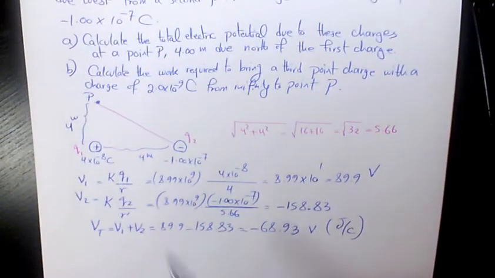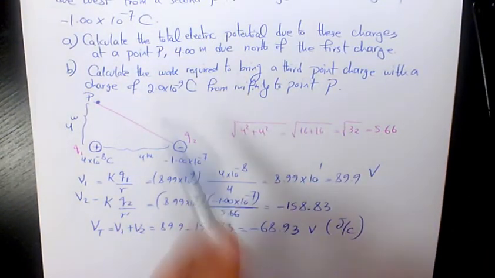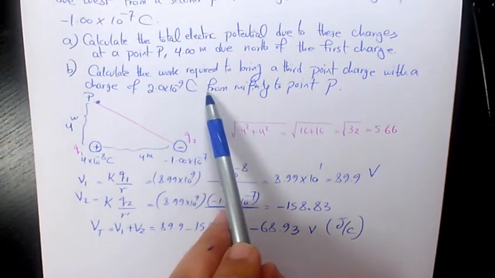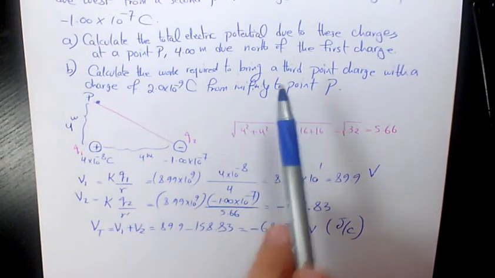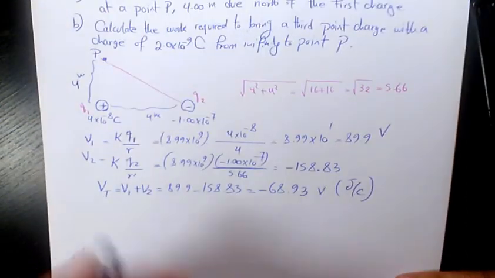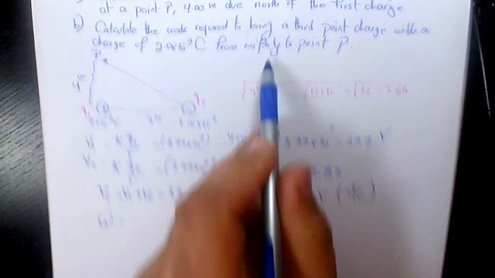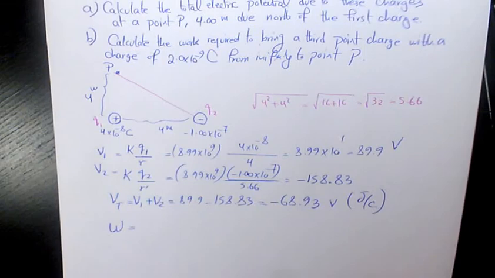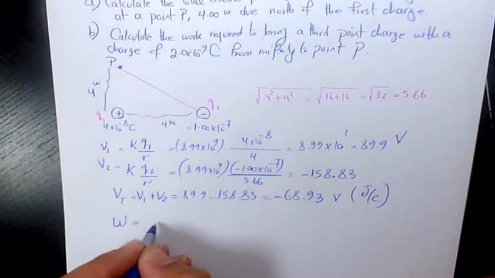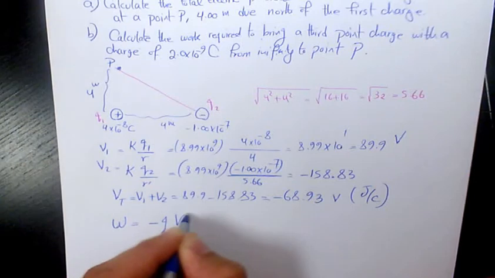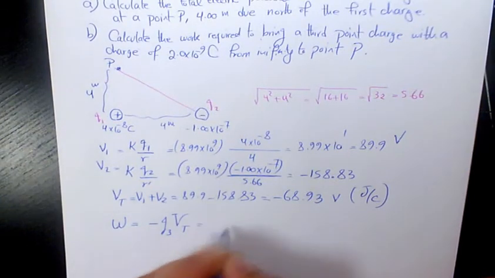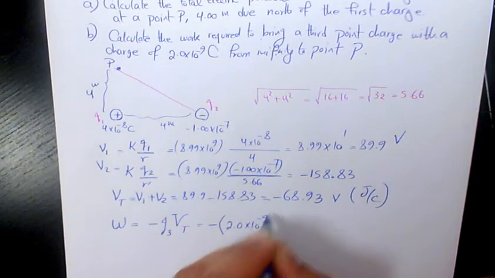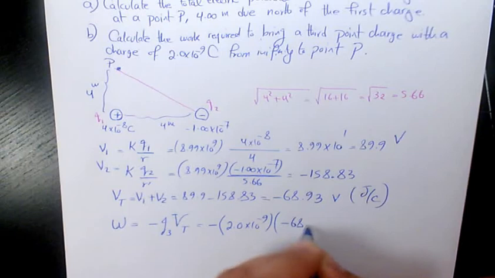Now in part B it says, calculate the work required to bring a third point charge with the charge of 2.0 times 10 to the power of negative 9 coulomb from infinity to point P. So work is going to be, when you have infinity, it means that the electric potential is going to be 0, so that's not important. We can say W equals negative Q3 times V, which is going to be V total. So negative Q3 is 2.0 times 10 to the power of negative 9 times negative 68.93.